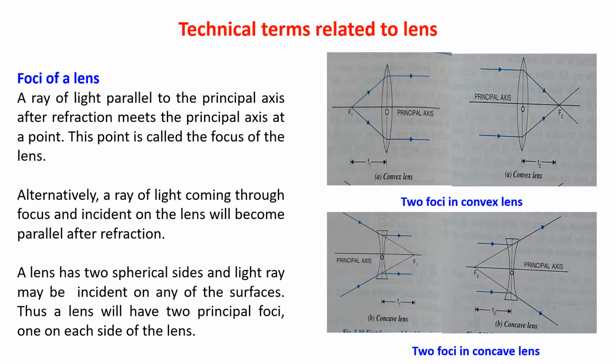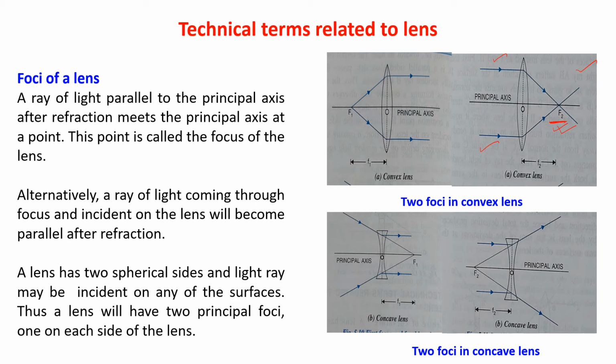Foci of a lens: a ray of light parallel to the principal axis, after refraction, meets the principal axis at a point. This point is called the focus of the lens. Just see here, this is a convex lens. Now in the convex lens, two rays are incident. After being incident on the convex lens, they suffer refraction. And after the refraction, they meet at a particular point on the principal axis. This particular point is known as the focus.